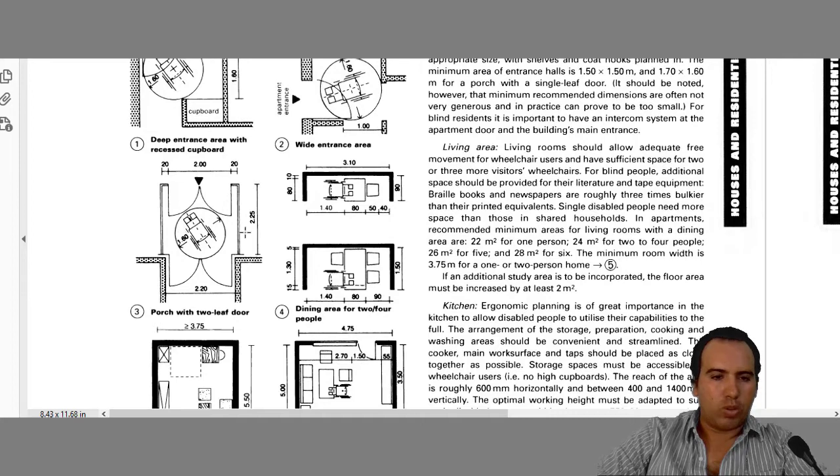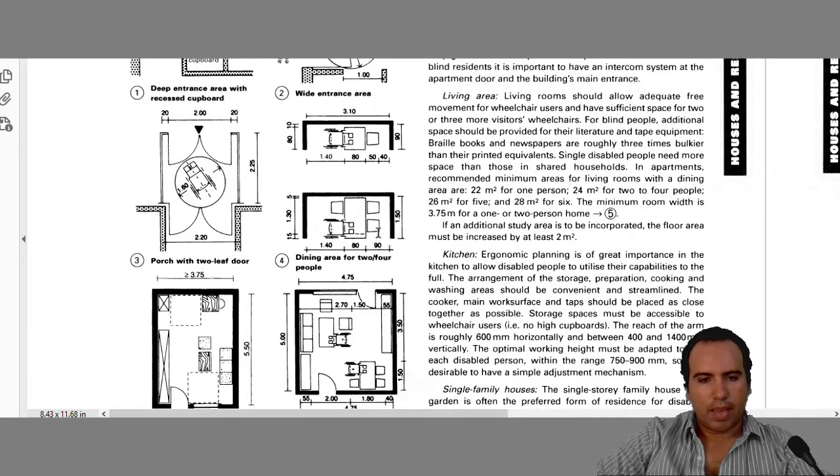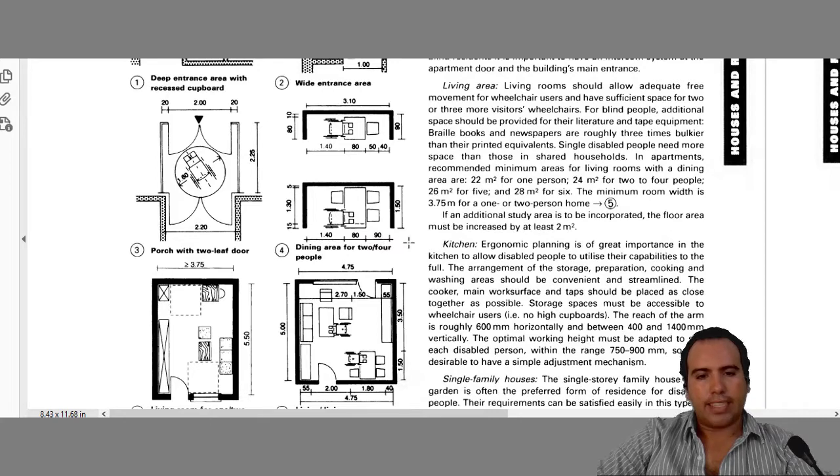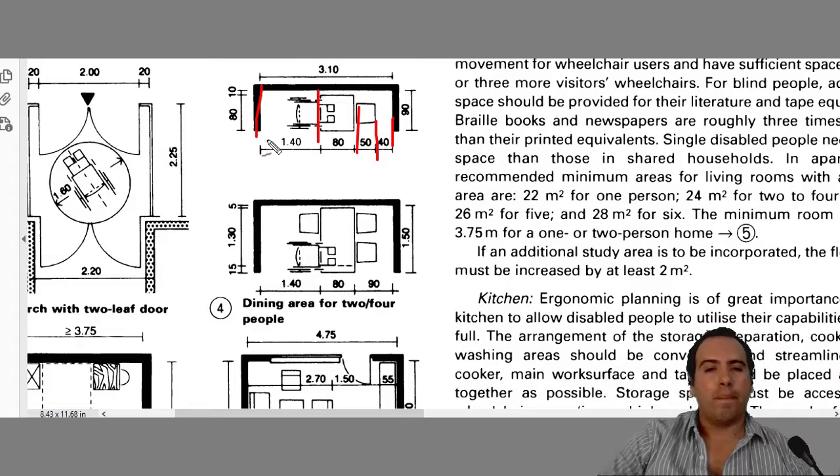Also, when it's a big two-leaf door, you have to watch for the space it needs. Especially in dining areas, usually when people are not disabled, you need around 90 centimeters: 50 for the seat and 40 for the free space behind. But when it comes to disabled people, you need at least 1.4 meters.